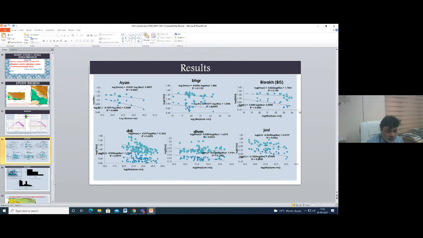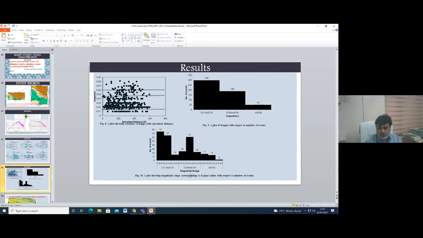They also estimated the kappa value, that is the coupling coefficient, and it corroborated that if kappa is greater than 0.06, then the number of earthquakes of magnitude 3.5 onwards will be lesser. So that means the coupling coefficient of the Northwest Himalaya can also be found out.